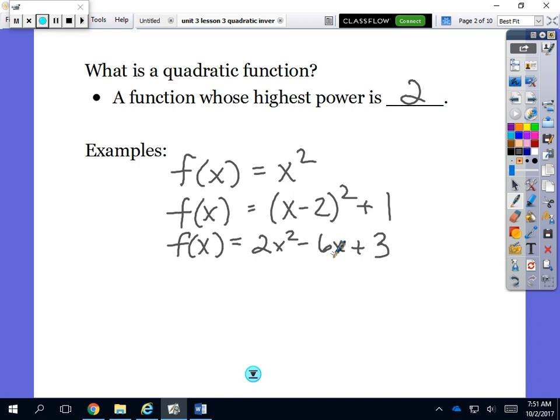The vertex of this function right here is going to be the opposite of this number, so it's going to be 2, and the same as this number, so 1. So this is the x value at the vertex, and this is the y value. We call this number h and this number k, and we're going to need to know that for today's lesson. So this number here is your k, this number is the h.